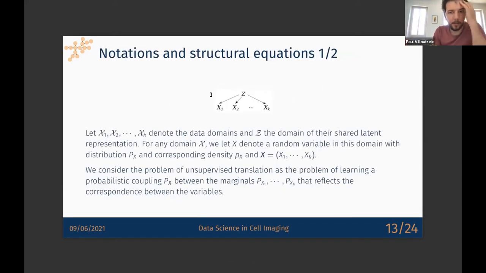Okay, so a bit of math. I don't know how much we should go into this. The idea is that each of the domains is a function of some common underlying latent variable Z. So if you look at your system from a microscopy point of view or an RNA sequencing point of view, you're actually looking at different functions of the same underlying or latent variable Z.